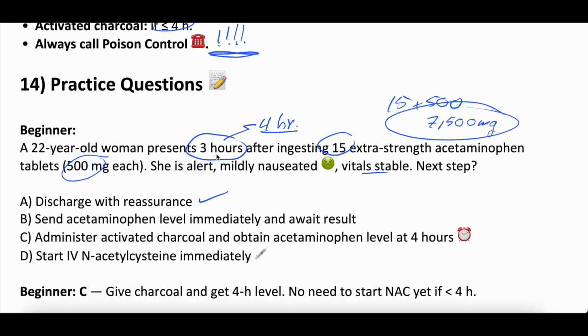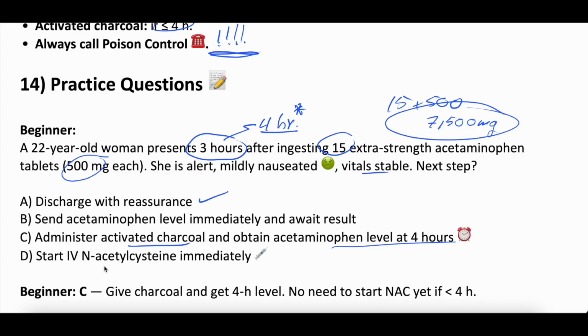You don't, because a 3-hour Tylenol level, if you remember, that Rumack-Matthew nomogram starts at 4 hours. So you wouldn't know what to do with a 3-hour level. If it's within 4 hours of ingestion, you can try activated charcoal, so that makes sense. And then obtain an acetaminophen level at 4 hours, so that makes sense too. That's when the nomogram starts.